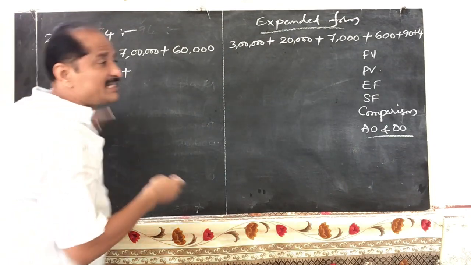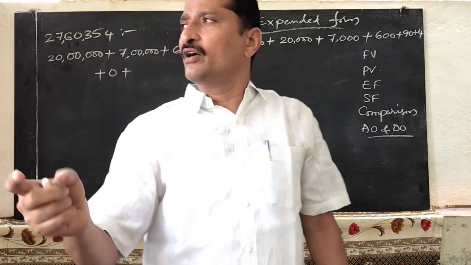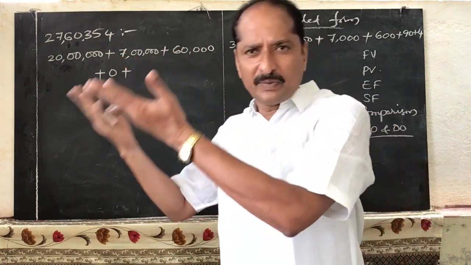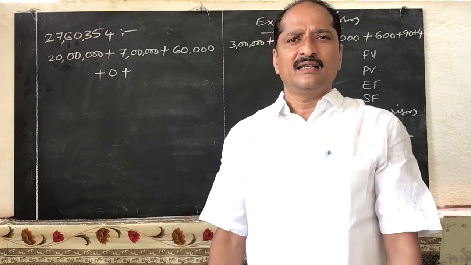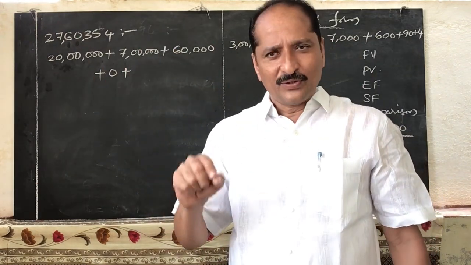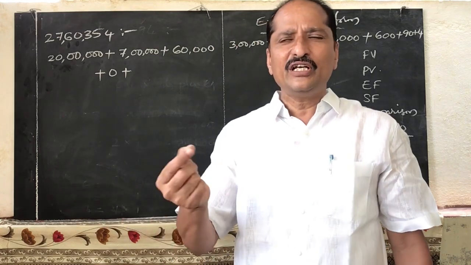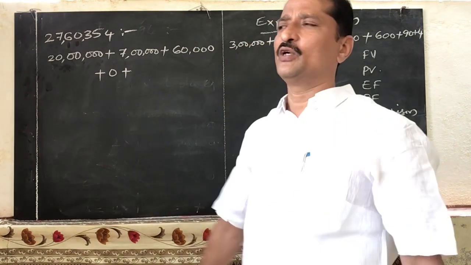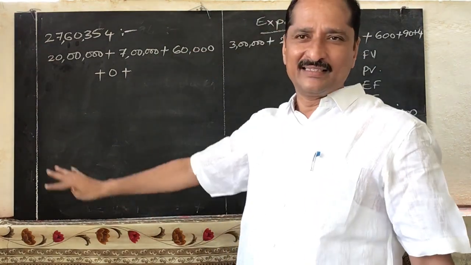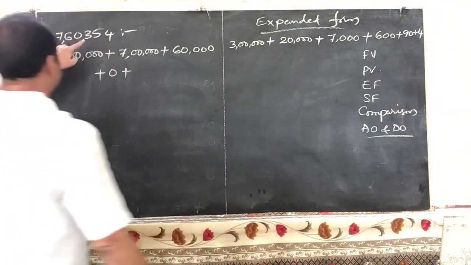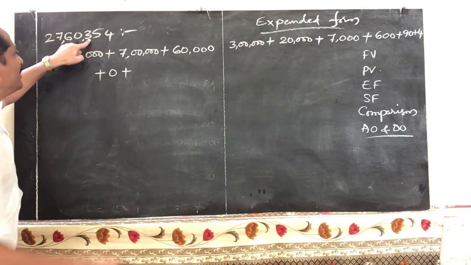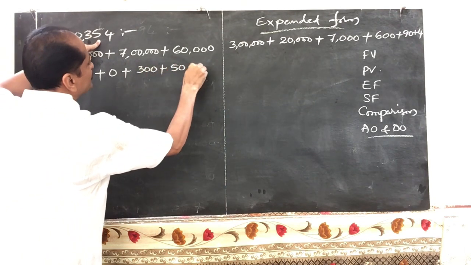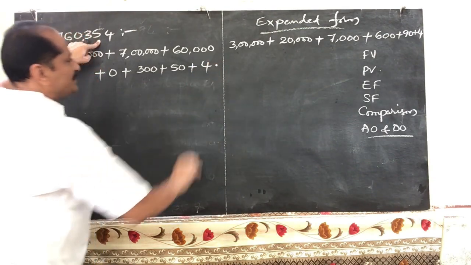That means the place value of 0 is always 0, whether it may be in tens place or thousands place or crores place or any place. 0 into 1 crore, 0. 0 into 10 lakhs, 0. 0 into 1, 0. So the place value of 0 will always be 0 in any place. Understand? Okay, now. So next, coming to 3. Place value of 3. 3 into 100, 300. Plus 5 into 10, 50. Plus 4 into 1, 4. Okay, this is the expanded form of the number.